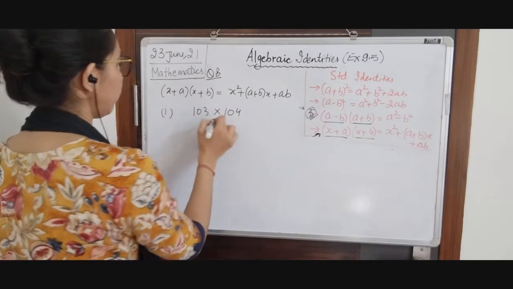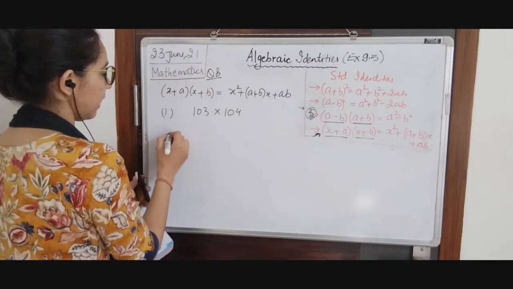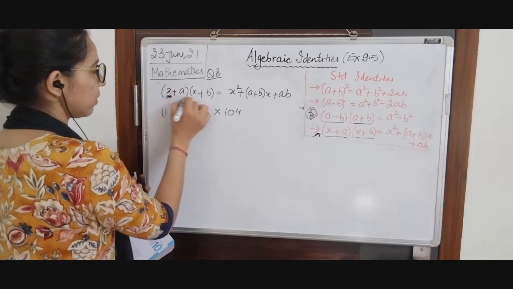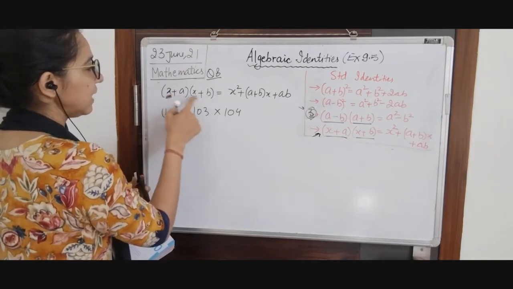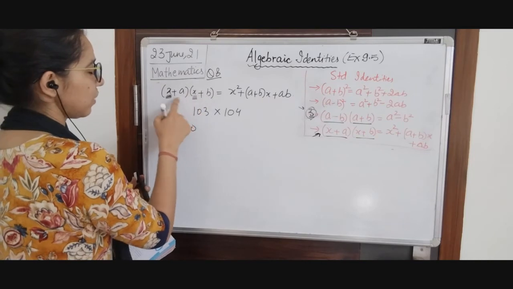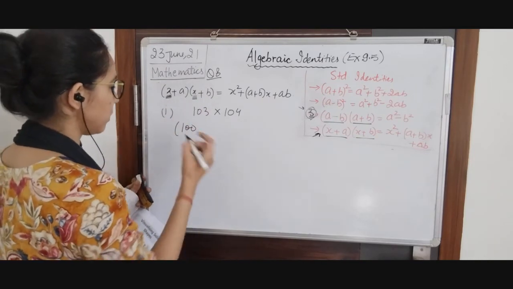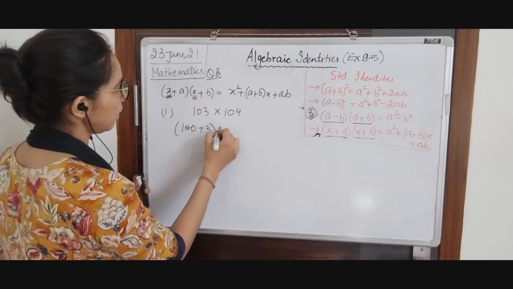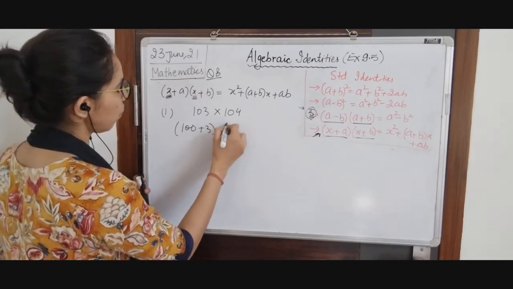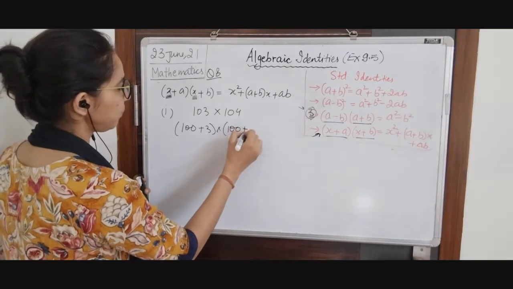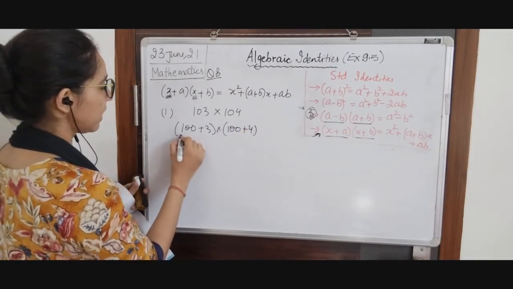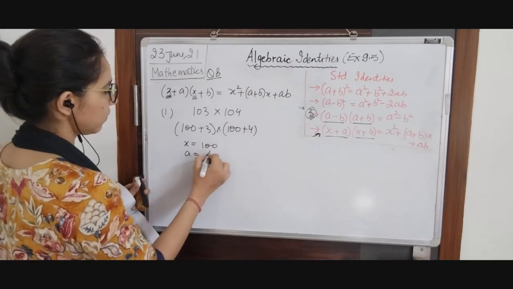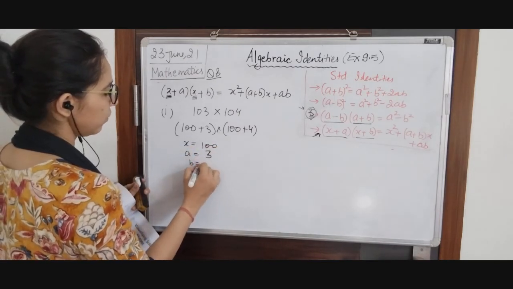We want to use this. So we want to write it as some common number which is present in both, and then the other two numbers in the product of binomials can be different. So I can write it as 100 plus 3 into 100 plus 4, or you can put whatever you wish to. So your x is 100, your a is 3, and your b is 4 here.